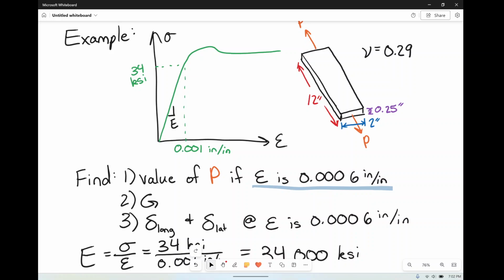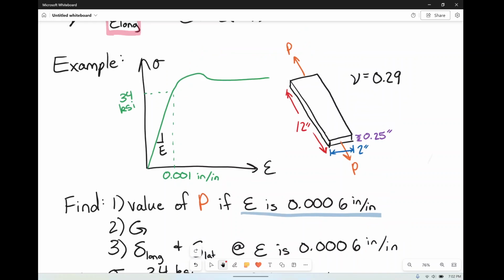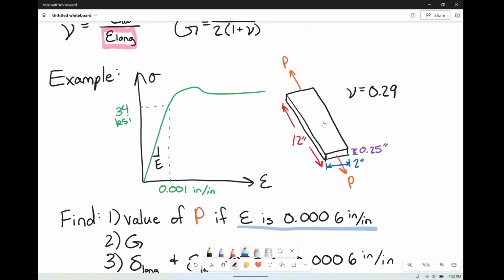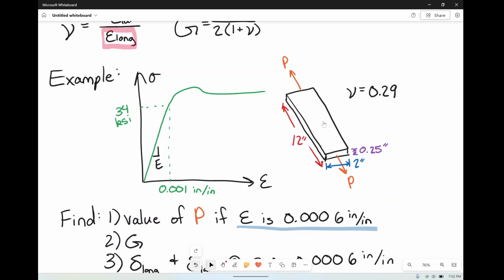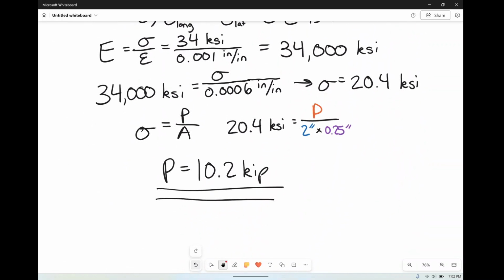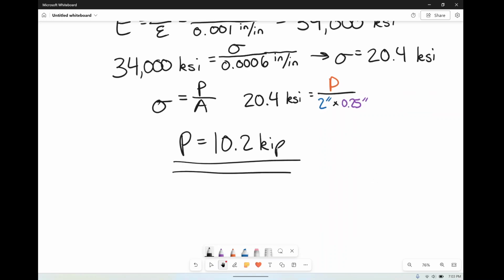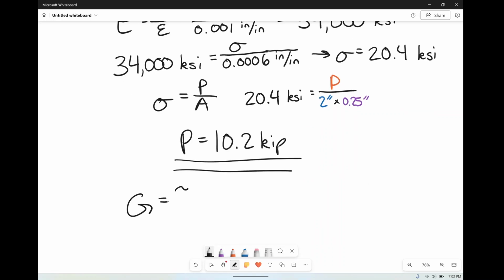Next, we wanted to find G. That's the modulus of rigidity, but we're not in shear. If you look at that picture of the bar over here, it is very clearly not having any shear stuff. It's just a bar. It's being pulled. That's it. That's only normal forces, axial normal forces. So we don't have any shear information, so we cannot use the shear stress over shear strain, because we don't have that information.